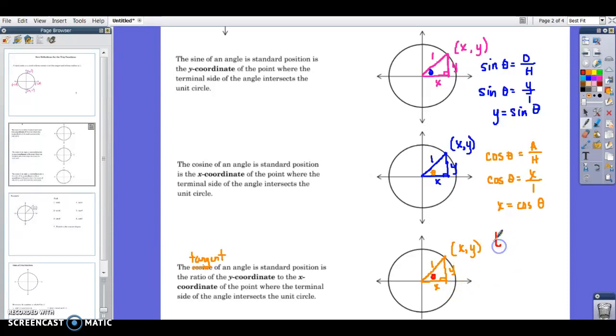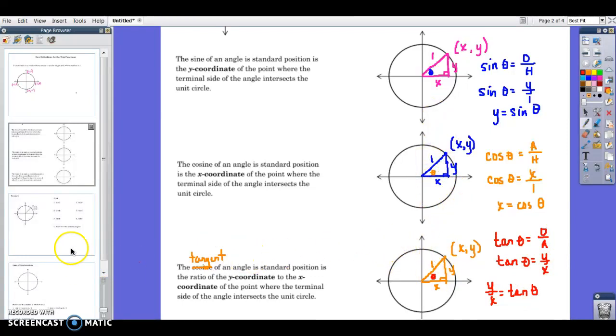When we talk about tangent, remember that tangent of an angle is represented by opposite over adjacent. In this case, the opposite side is y, and the adjacent side is x. And so we can say that y over x is equal to the tangent of theta. So these are new definitions that we can use so that we can find the measure of any angle within a unit circle.